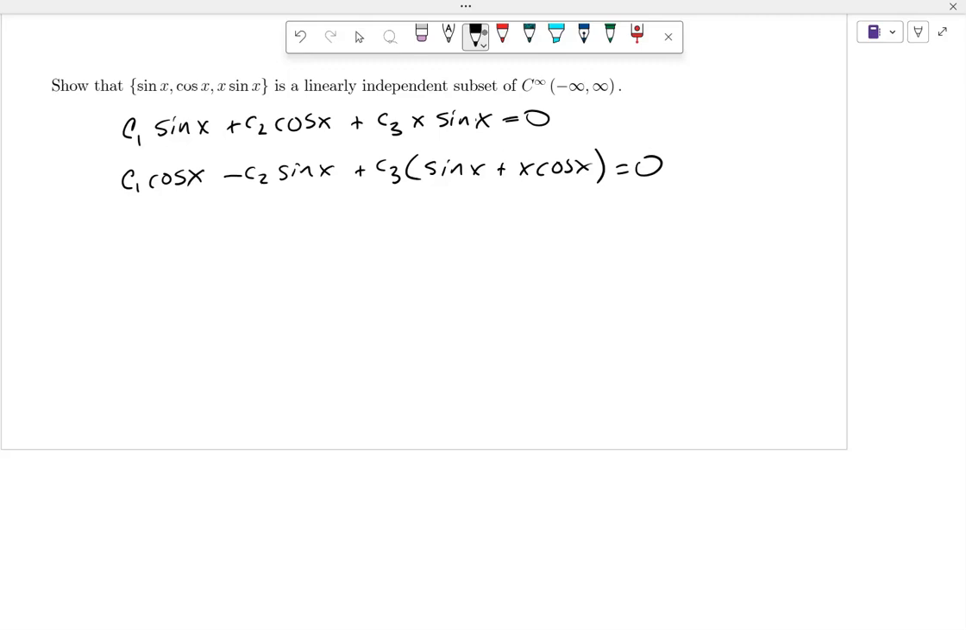I'm differentiating. I differentiated both sides. The reason why I'm differentiating is because I know I can. It's a nice little trick, and you can do this for any of these things. Do it again. Since it's infinitely differentiable, I could do it infinitely many times, but I'm going to stop after this one.